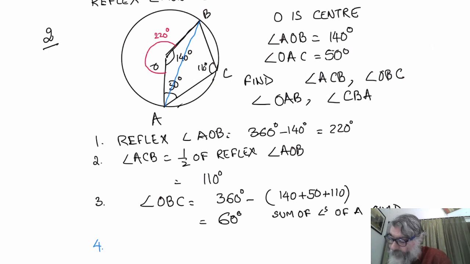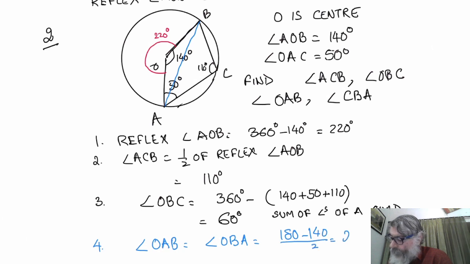Okay, it is very simple. Angle OAB will be equal to angle OBA, which will be (180 minus 140) upon 2, that will be 20 degrees each. Why? 180 minus 140 is 40. 40 divided by 2 will give you 20.